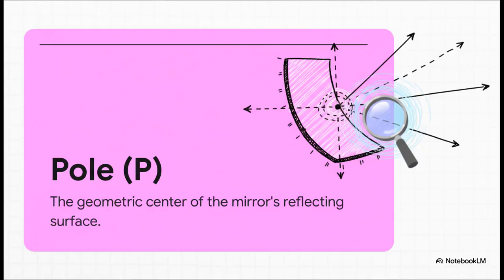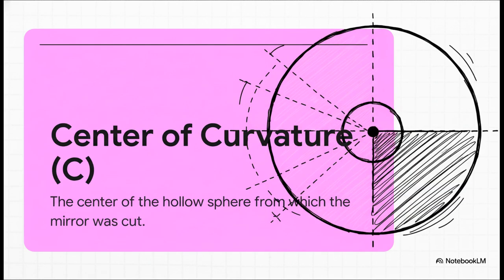First up, we have the pole, which we label with a P. Just think of the pole as the absolute center of the mirror's surface. It's our main reference point, our ground zero for all the measurements we're going to make. Next is the center of curvature, or C. This is literally the center of that big sphere the mirror was sliced from. How far C is from the mirror tells you everything about how sharp that curve is.